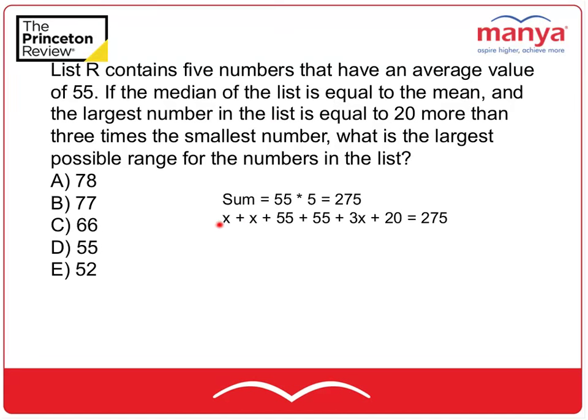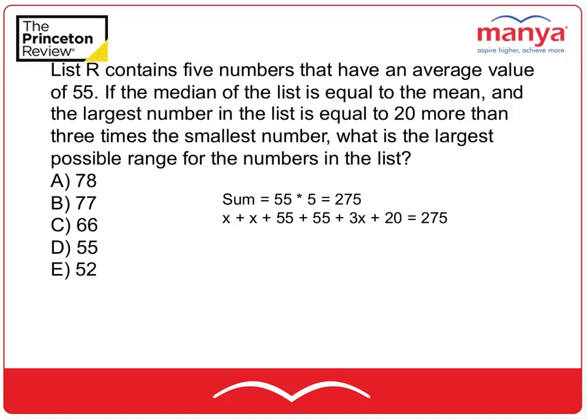The only thing I know here is the minimum is x, and I know the maximum is 3x plus 20, and I know the median is 55. How many numbers are there? 5 numbers. So the middle value has to be 55. This alone I know, but I do not know about the remaining numbers. So how to get value for the remaining numbers?